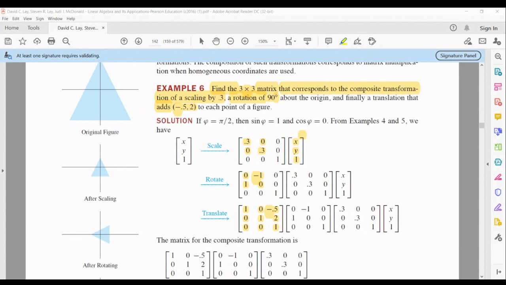So 1, 0 gets moved to 0, 1, and 0, 1 gets moved to negative 1, 0. Yes, that's 90 degrees counterclockwise. Yep, that's right.